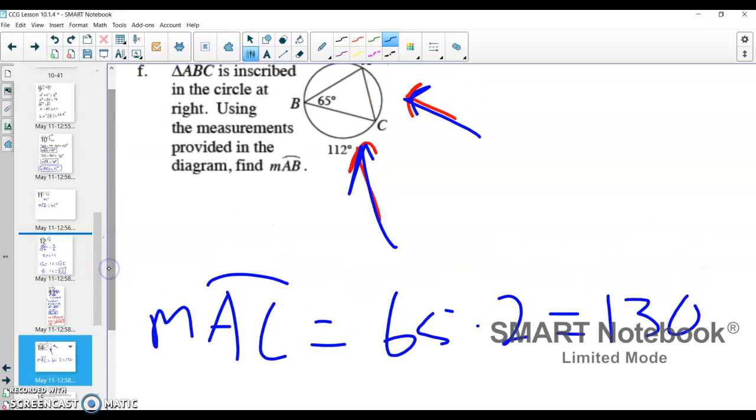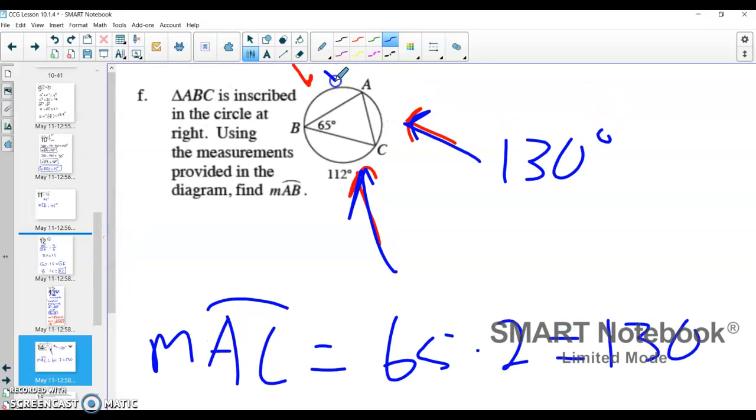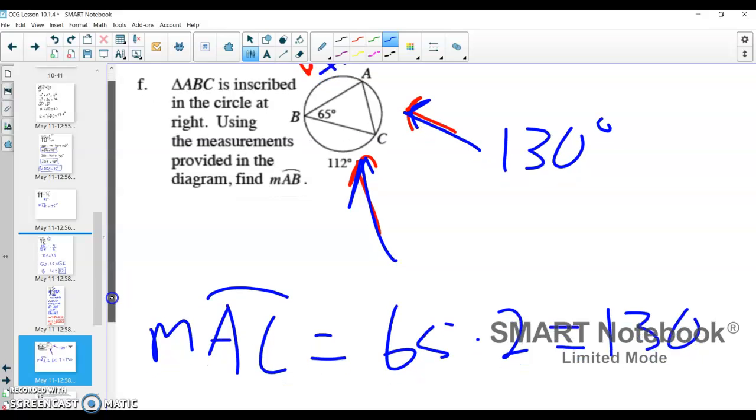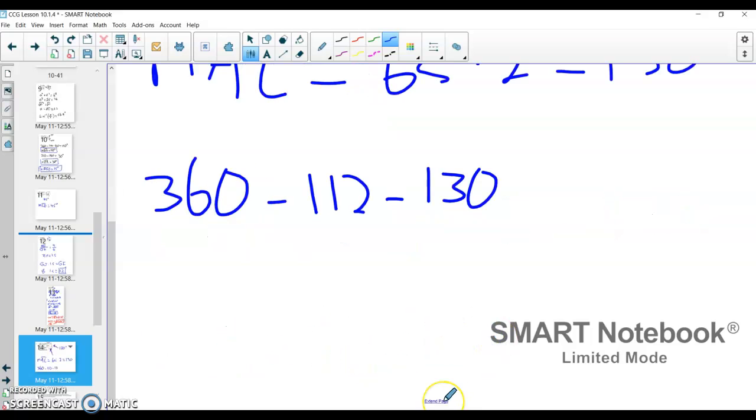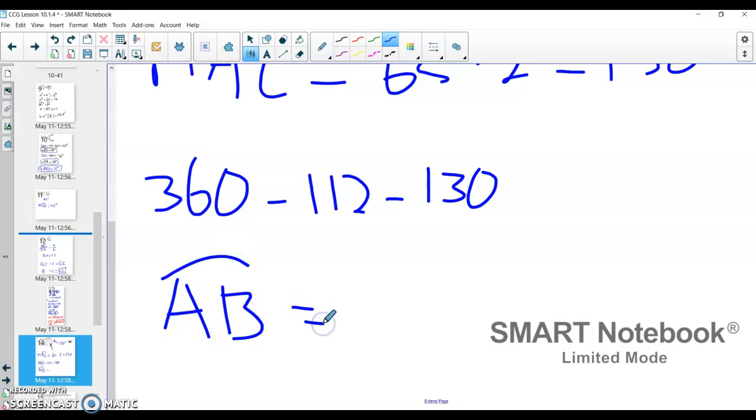So now I have 112 degrees, I have 130 degrees. Whatever is left up here, x, is my AB. To figure out what that x is, we're going to take 360, the total degrees in a circle. We're going to subtract 112, and we're going to subtract 130. And whatever's left is going to be our AB. We just do that in a calculator, 360 minus 112 minus 130, and we get 118 degrees for AB.